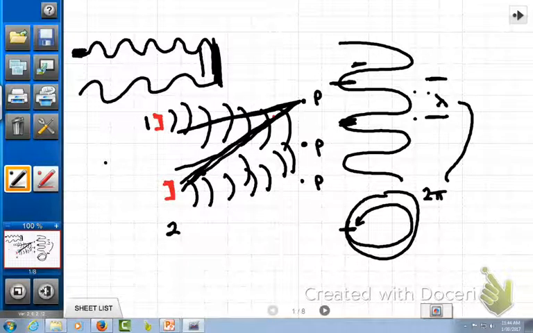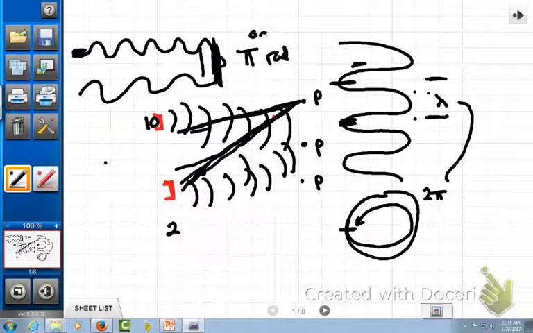So what's the rule in phase angle? If the phase difference is pi radians, that's like half a wave, an odd half number of wave. If it's an odd number of pi radians, I get destructive interference, and if it's an even number of pi radians, I get constructive interference.